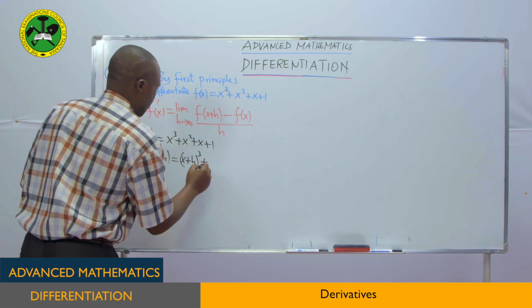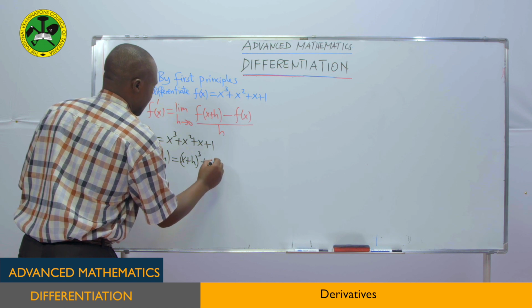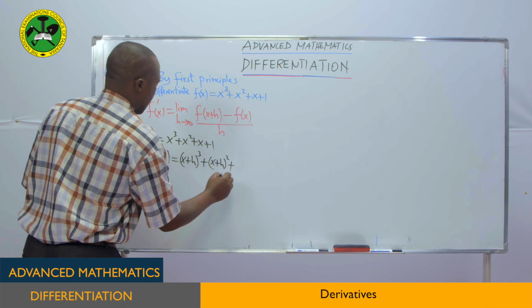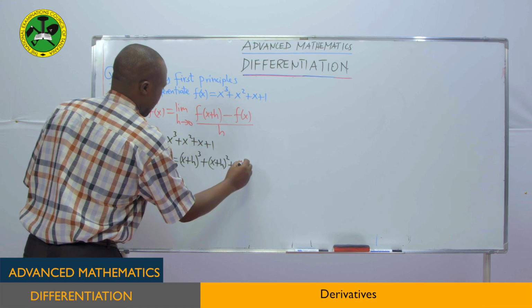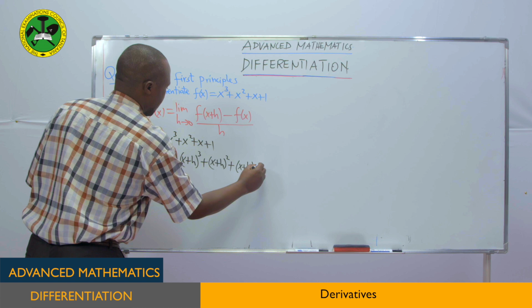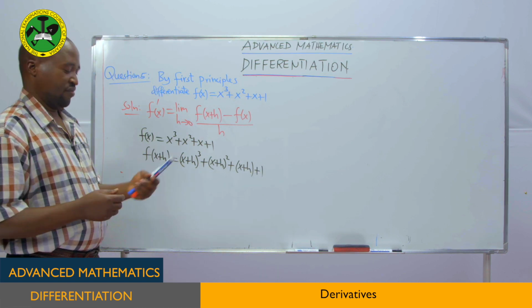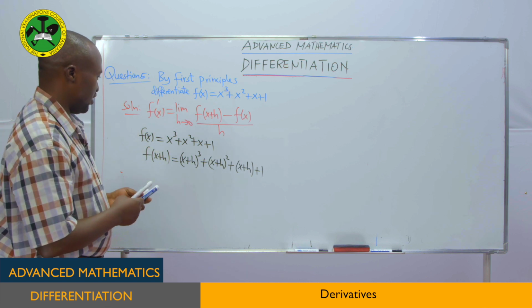So again, plus we have x squared, that is (x plus h) squared. Then again, plus x, that is x plus h. Then plus 1. So we substitute in our formula as follows.